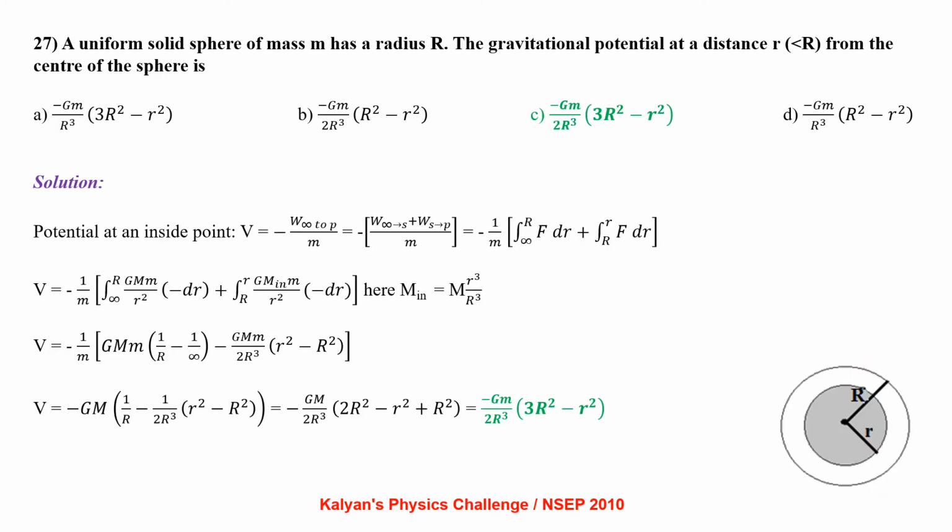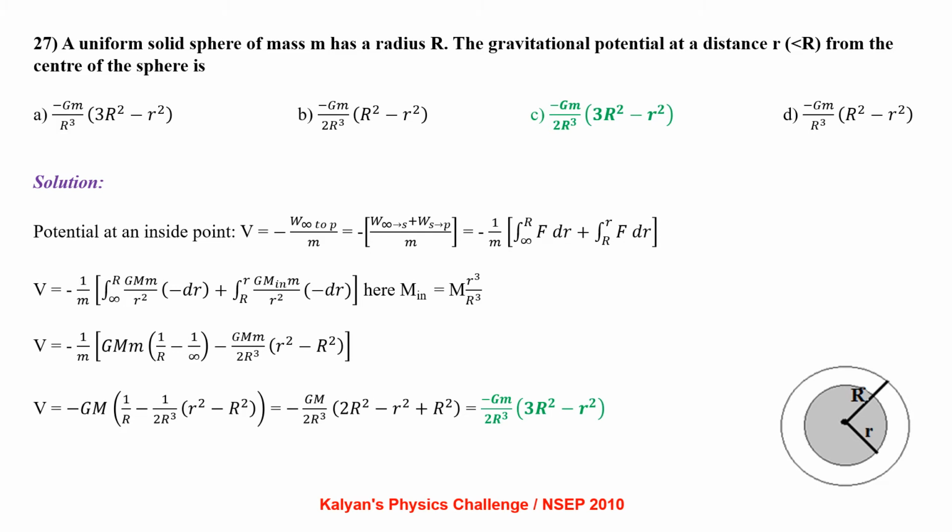A uniform solid sphere of mass m has a radius capital R. The gravitational potential at a distance small r, which is less than capital R, from the center of the sphere is. This problem involves a little bit of mathematics and integration. So potential at a point inside the sphere, V, equals the negative of the work done to bring the particle from infinity to P by mass.